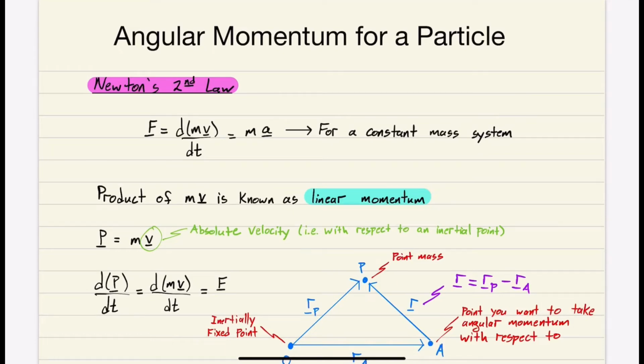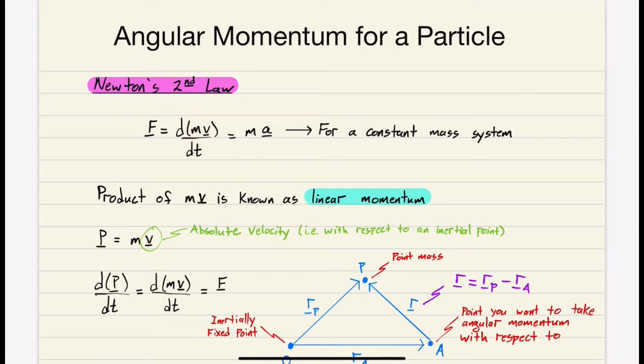Angular momentum for a particle. So let's take Newton's second law, where in the last video, remember, we said F equals d/dt of mv, right? So force is equal to the rate of change of linear momentum. This product m times v is linear momentum.